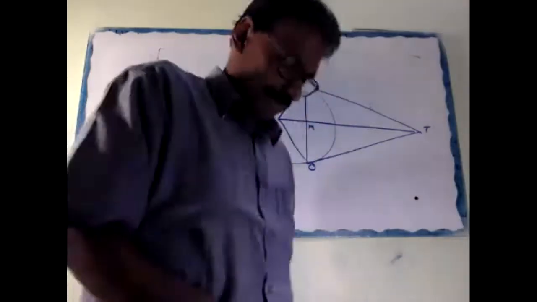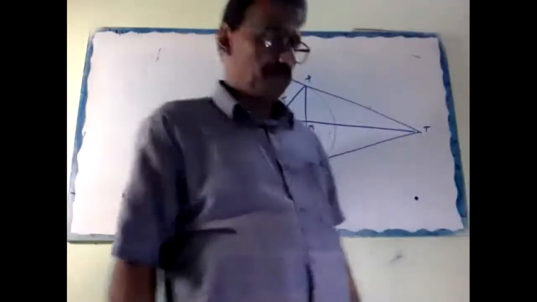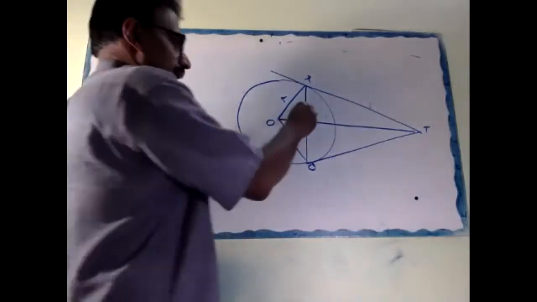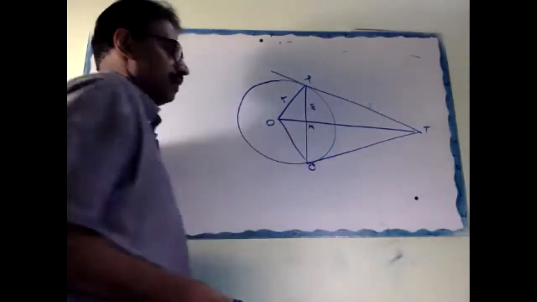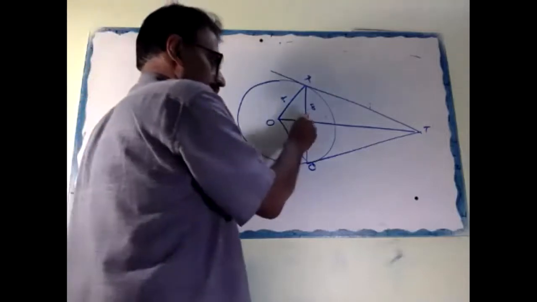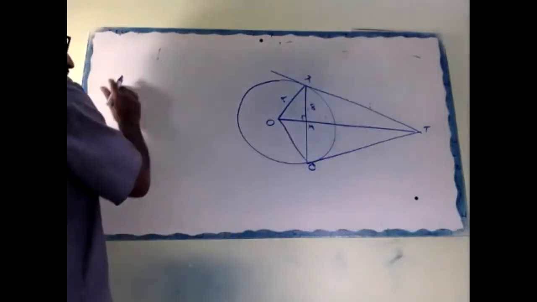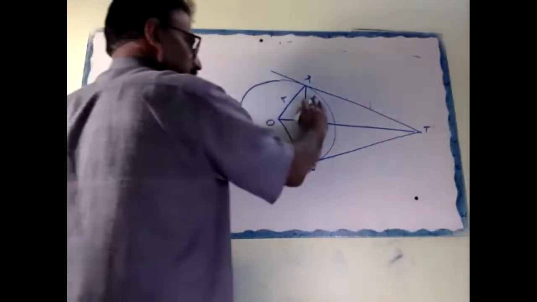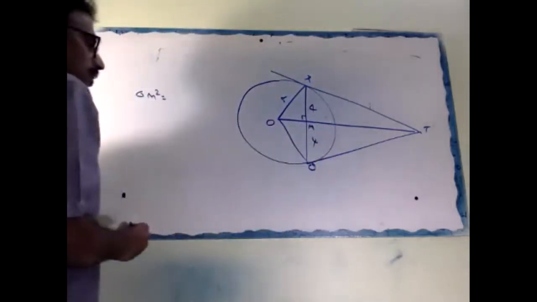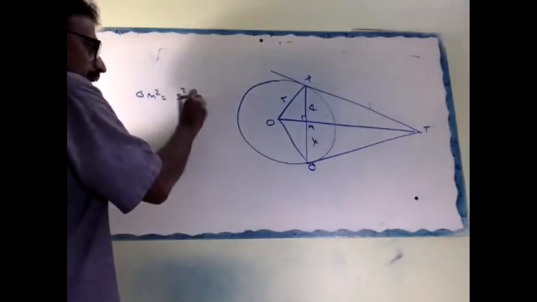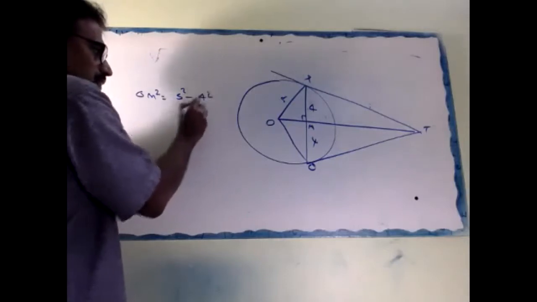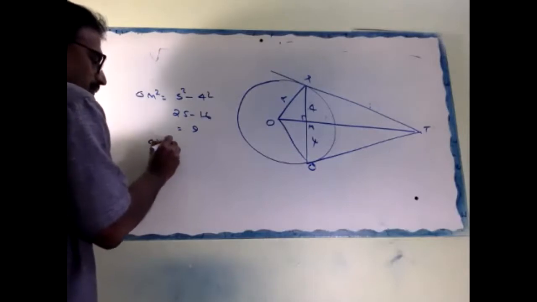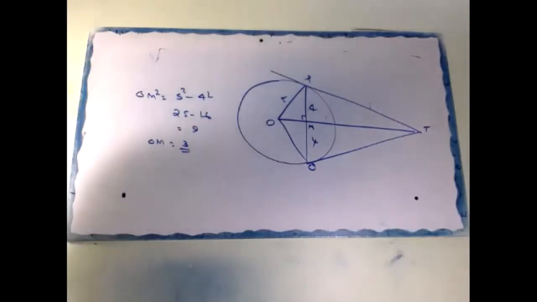Okay, now look here. After that, listen. So we proved OT is the perpendicular bisector of PQ. So this one is 8, correct? This angle is 90. So now OM square equal to, oh no, this is 4, right? OM square equal to 5 square minus 4 square. So 25 minus 16 equal to 9. OM equal to 3.